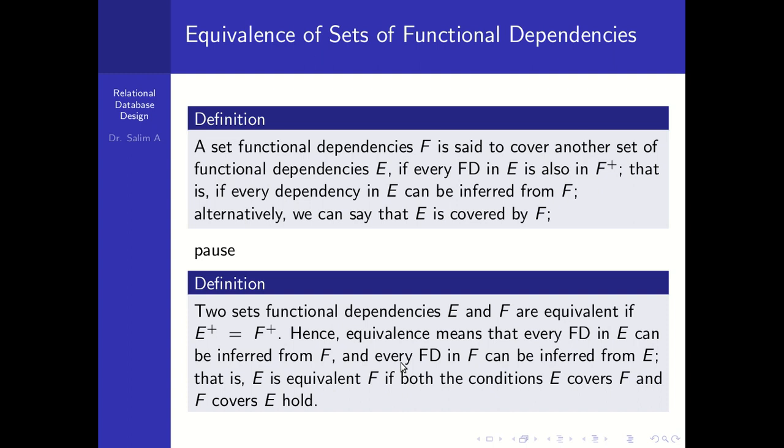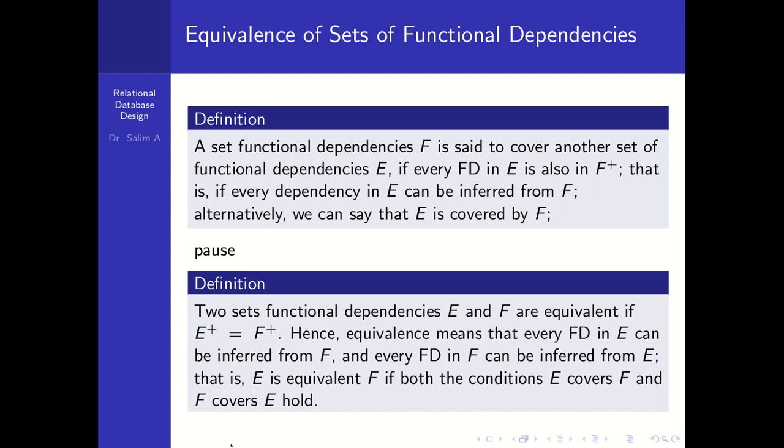given two sets of functional dependencies, the requirement here is that if their closure is the same, you can say these two sets are equivalent. Two sets of functional dependencies E and F are equivalent if and only if E closure is F closure. Hence, equivalence means every FD in E can be inferred from F, and every FD in F can be inferred from E. That is, E is equivalent to F if both conditions, E covers F and F covers E, hold. We'll see with an example.